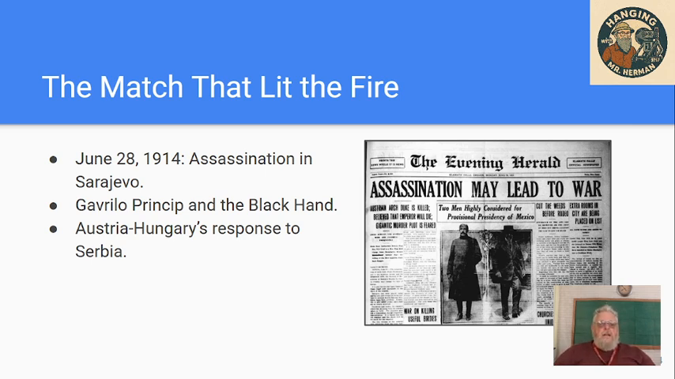And here's that spark. On June 28th, 1914, Archduke Franz Ferdinand of Austria Hungary was assassinated in Sarajevo, Bosnia. The killer, Gavrilo Princip, was a Serbian nationalist connected to the group called the Black Hand. Austria Hungary blamed Serbia and, backed by Germany, issued a harsh ultimatum. When Serbia did not fully comply, Austria Hungary declared war, and that was just the beginning.